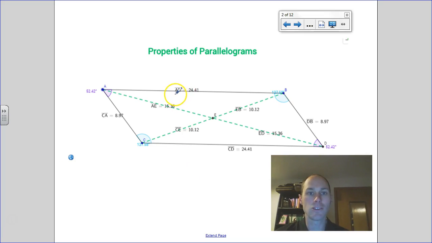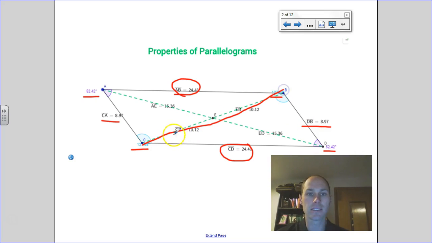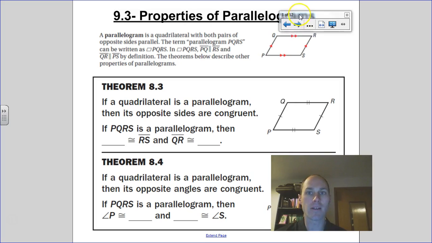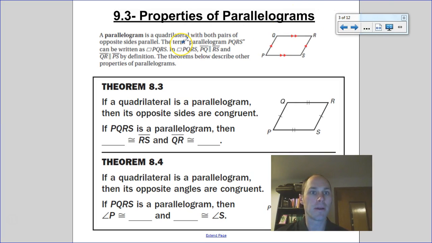So maybe some of the things that you noticed, maybe you noticed right away that opposite sides appeared congruent, opposite angles were congruent, and these diagonals, they bisected each other, which means they're split in half at the point where they cross. So those are all what makes a parallelogram a parallelogram. We're going to write those down in our notes here. But parallelograms have both pairs of opposite sides parallel, both pairs of opposite sides congruent. And so, that is the definition of a parallelogram.